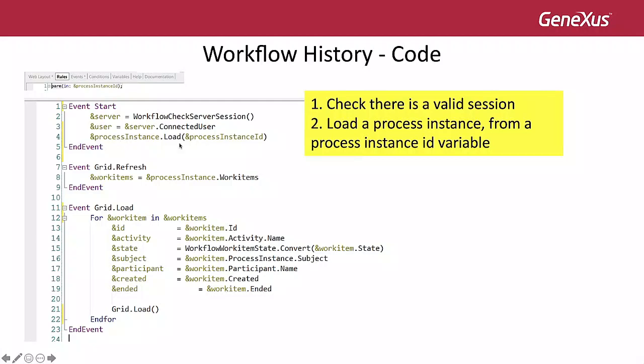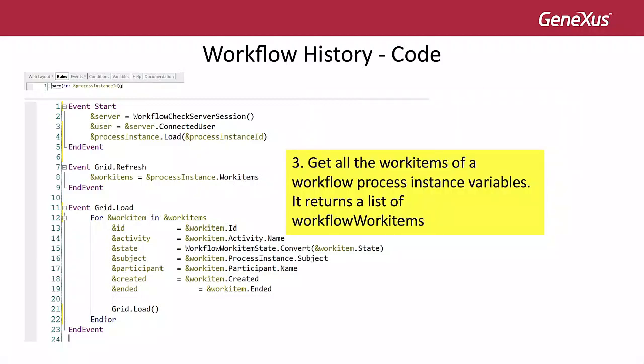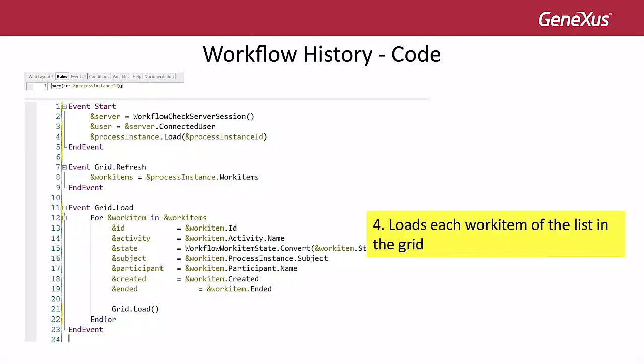And now that we have the process instance, at the refresh event, it will obtain all the work items that have been created for this process instance using the work items property. This property returns a list of work items. These work items are the workflow work items data type, and it's assigned to the work items variable. This list is going to be iterated at the load event, and for each work item of this list, it's going to assign its values to the grid.